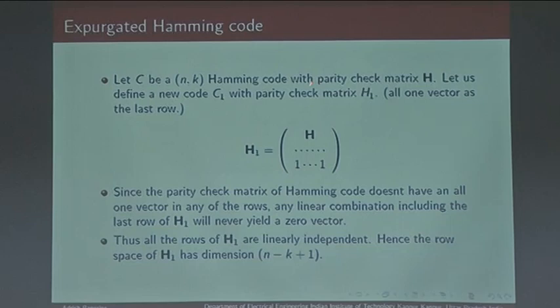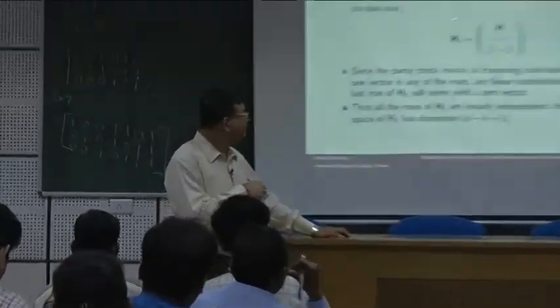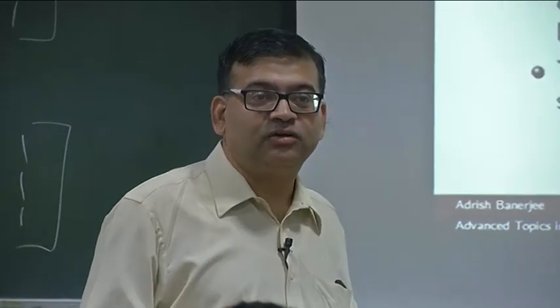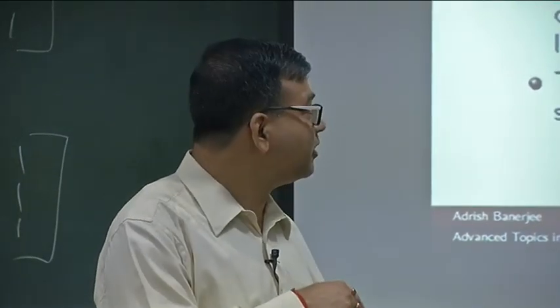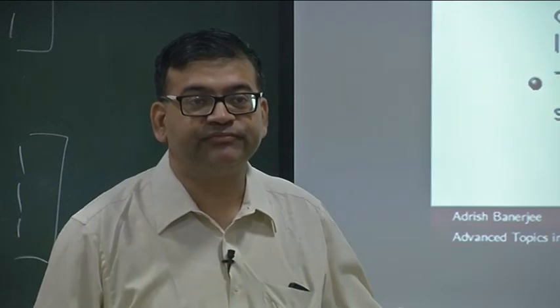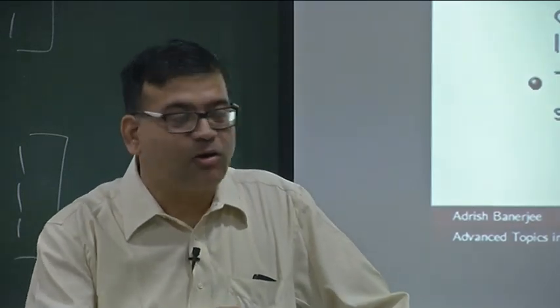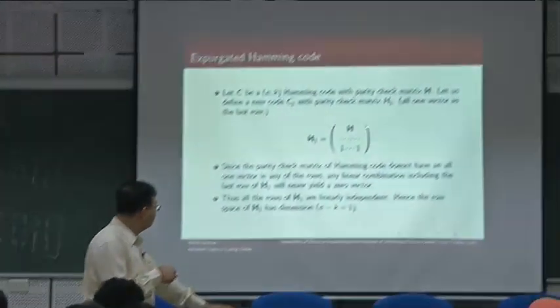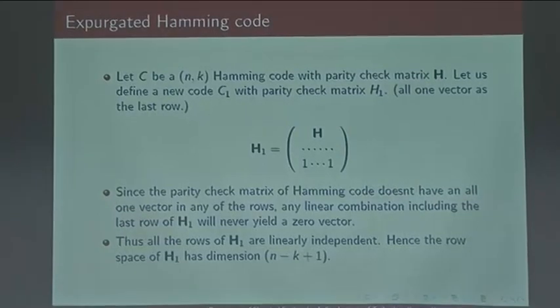If H has d min which is odd, then H1 will have d min which is 1 more than what the original code had. So, this is a nice way of extending the minimum distance of a code. Let us say you have a code which has minimum distance which is an odd number.